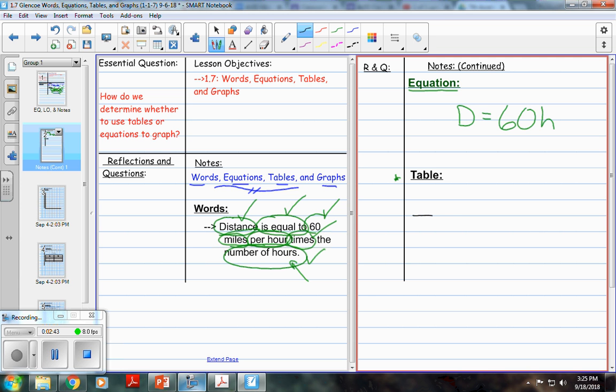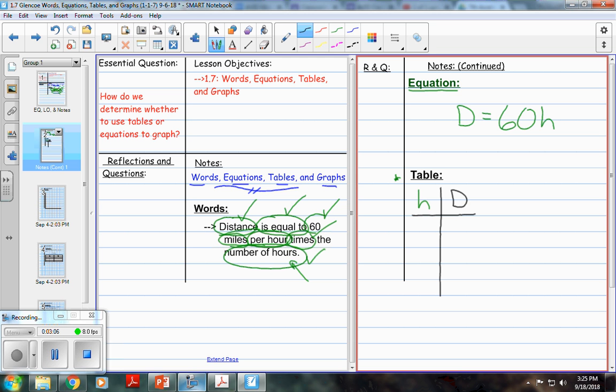And I'm going to teach us to use that T-chart process a lot. Our first column is D, and we have a D and an H rather than an X and a Y. And I actually reverse that. We should put the independent variable, the thing that the other one relies on, in the X column. And we should put the dependent variable in the Y column.